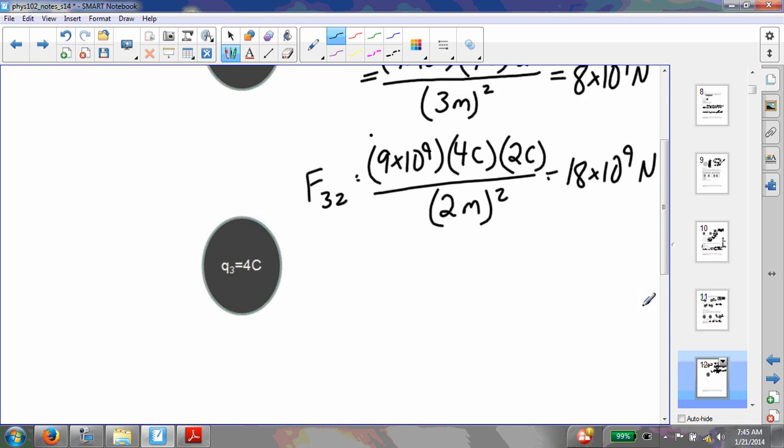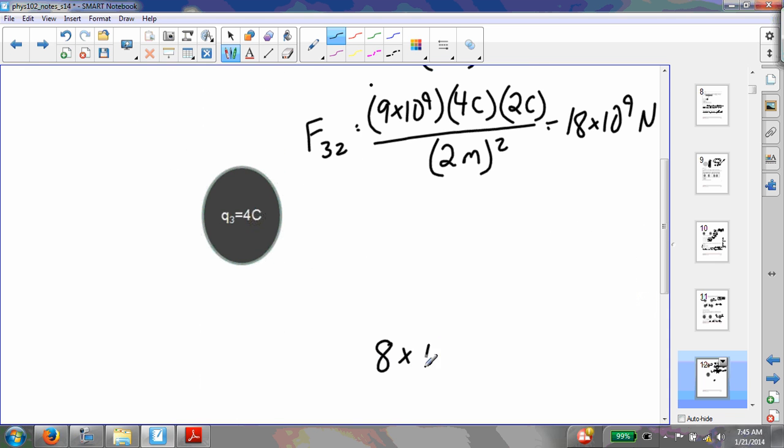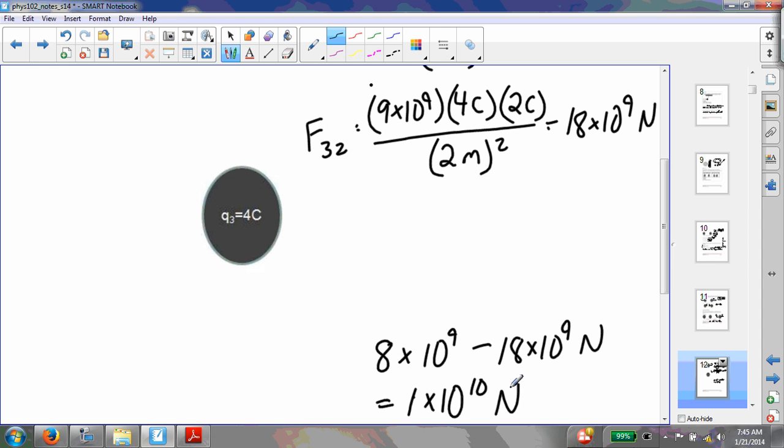That's going to be 8 times 10 to the 9th minus 18 times 10 to the 9th, which is going to be, these are all in newtons, negative 10 times 10 to the 9th, or 1 times 10 to the 10th newtons. That's going to be negative. That means that my net force is going to be to the left, and it's going to have a magnitude of 1 times 10 to the 10th newtons. Right. That's a simple vector problem.